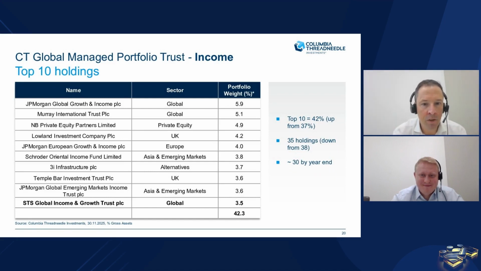This is the income top 10, and you can see a very similar trend here. The top 10 now accounts for 42% of the portfolio, up from 37%. Holdings are down to 35 from 38, and again we expect to be at or around 30 by the end of the financial year.